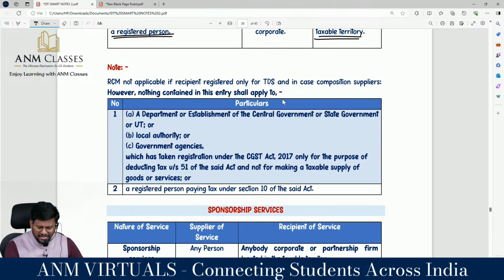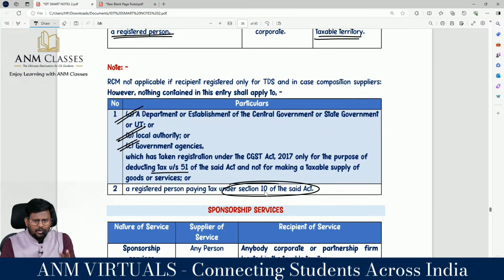However, nothing contained in this entry shall apply to a department or establishment of the Central or State Government, or a local authority, who are liable to deduct TDS under section 51, or an authority or agency which has taken registration under the Act only for the purpose of deducting tax under section 51 of the said Act, not for making a taxable supply, or a registered person paying tax under section 10 of the Act. That is a composition dealer. That means for two people, security services has an exception. Number one, a person who has taken registration only for the purpose of TDS.